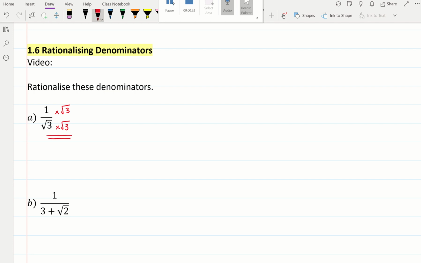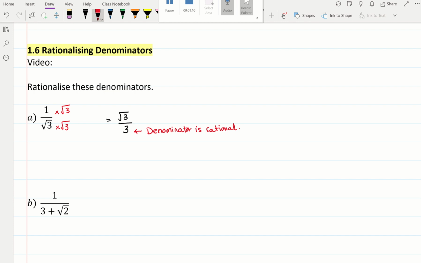Whatever I do to the denominator, I do to the numerator, because what I want is to get an equivalent fraction. So 1 times root 3 is root 3, and root 3 times root 3 is simply 3. Now I have a fraction where the denominator is rational. That's the most important thing, that the denominator is rational, and therefore I can divide by 3 should I wish. But that's the answer. It's root 3 over 3.